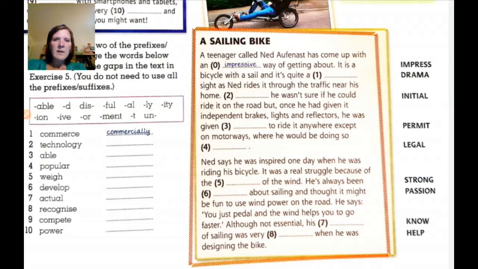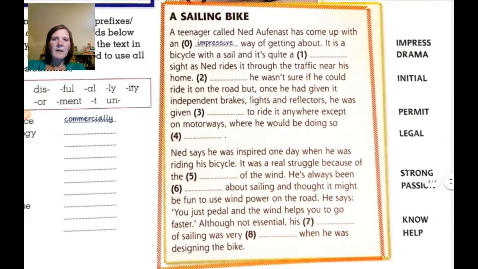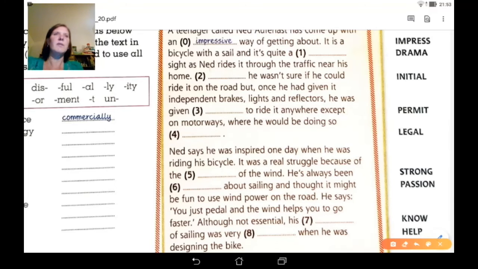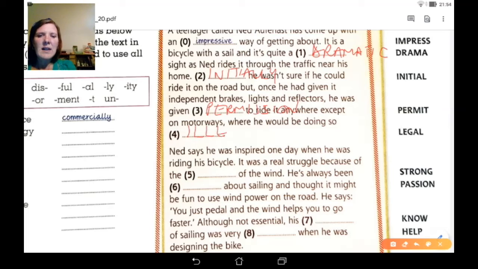Okay, so the answers to this one. So about this guy's sailing bike. And first of all, you should have had, with number 1, it's quite a dramatic sight. Okay. Number 2, initially, he wasn't sure. Okay. Number 3, he was given permission. And number 4, illegally.